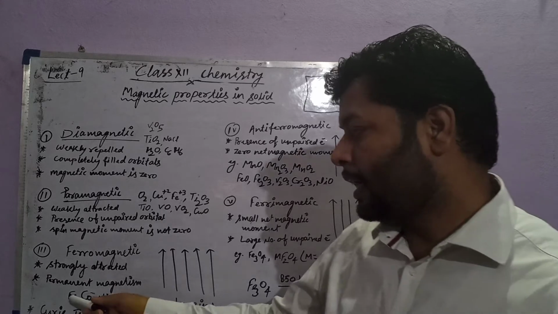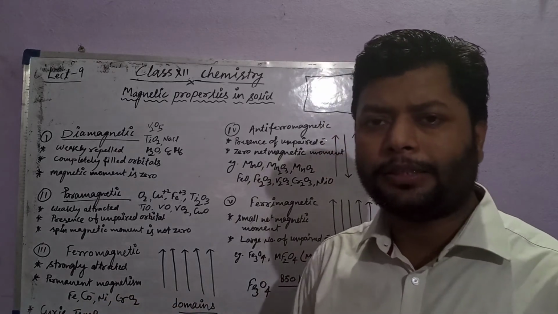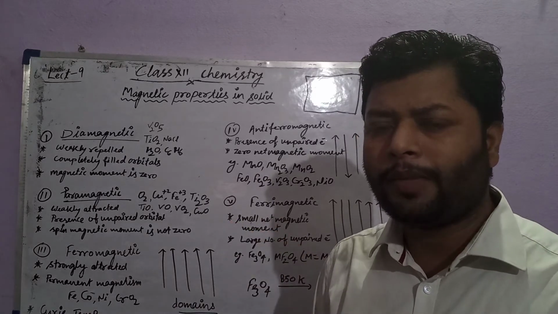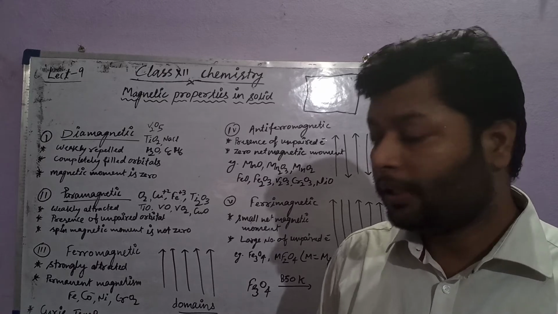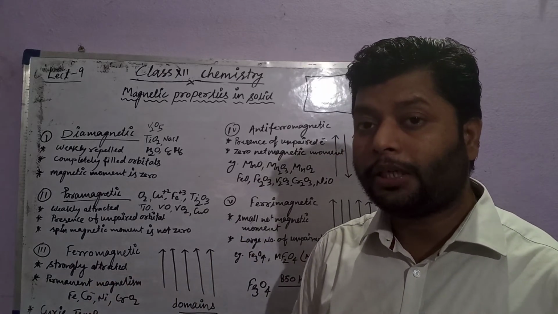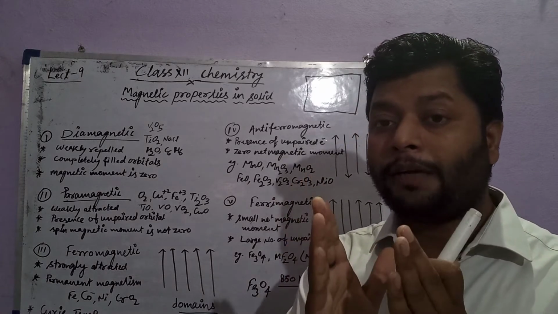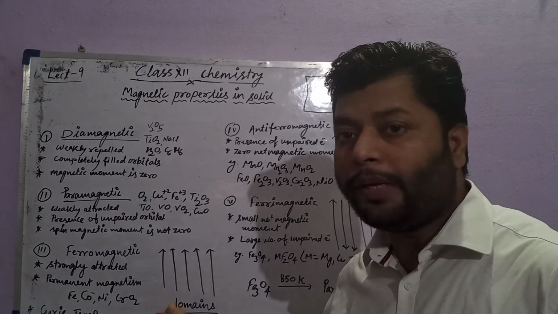For example, iron, cobalt, nickel, or chromium dioxide. Some typical examples are iron, cobalt, nickel, or chromium dioxide. They act as permanent magnets due to the parallel orientation of domains.